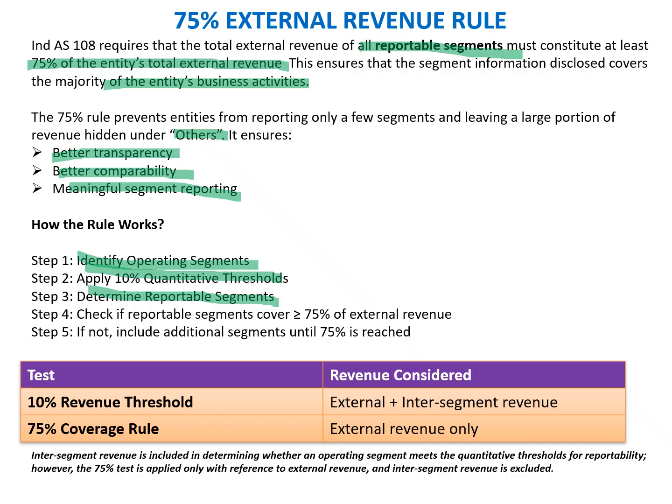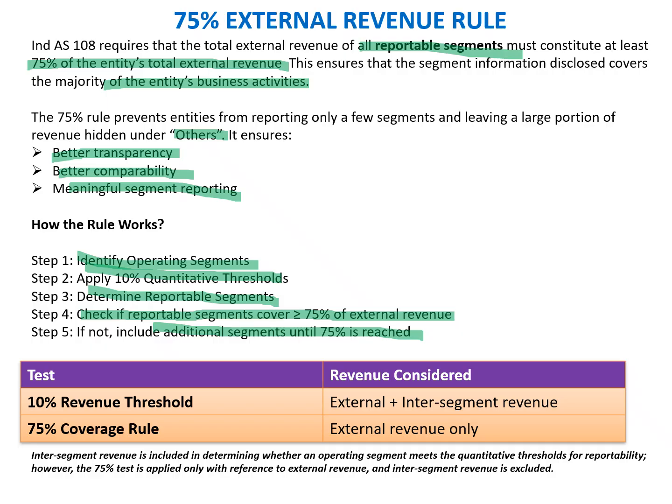reportable segment. Then we have to check if the reportable segments cover 75% or more of the external revenue or not. If the total revenue of the reportable segments exceeds or equals 75% of the external revenue, then it is sufficient. But if not, what do they have to do? If not, include additional segments until 75% is reached. And these additional segments may not necessarily be reportable segments. This is the threshold approach.